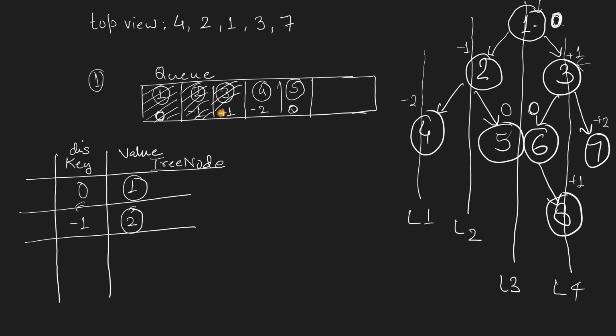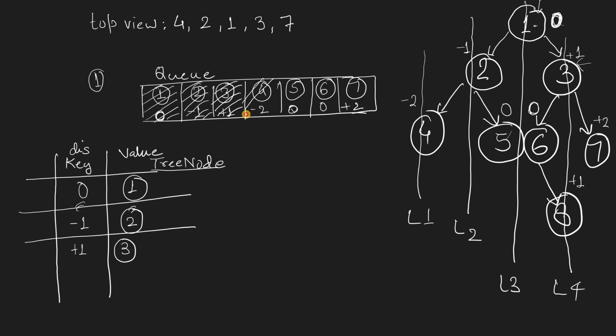We'll pop again the front of the queue, which is 3, and then we'll check if the +1 key exists in the map or not. It doesn't exist, so we'll enter both of these. Now again we will enter the left and the right child into the queue, so this will be 6 and its distance is 0, and 7 and its distance is +2.